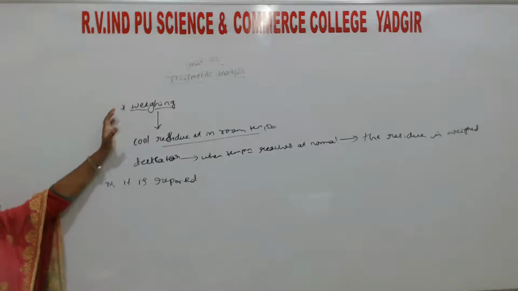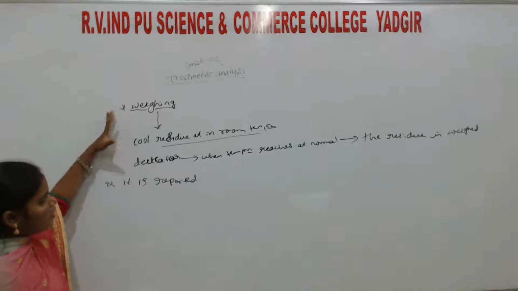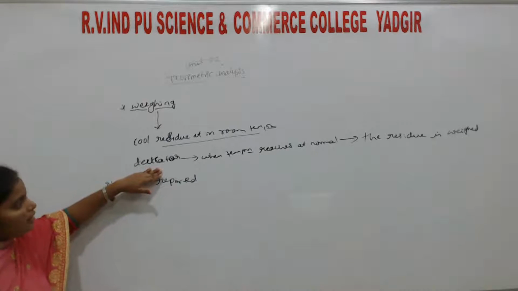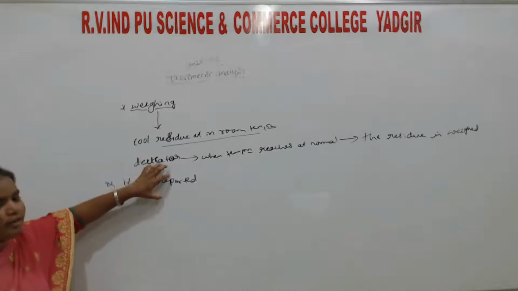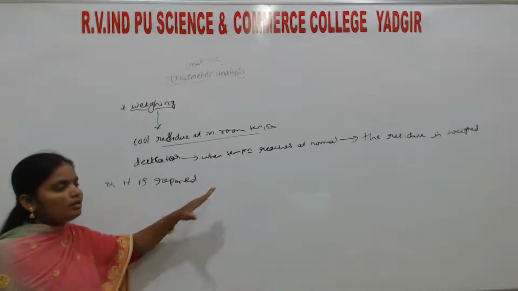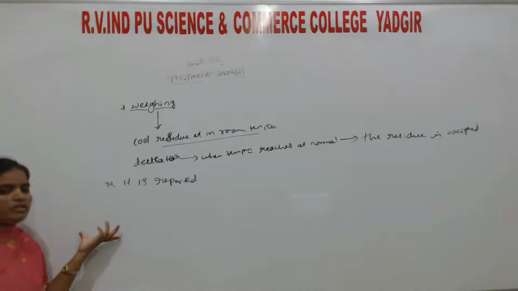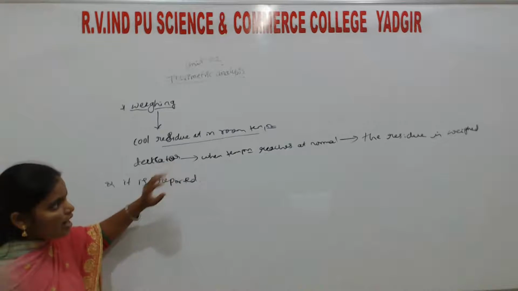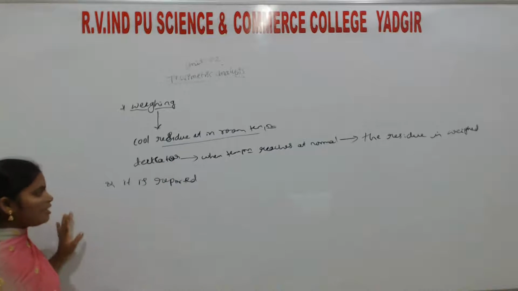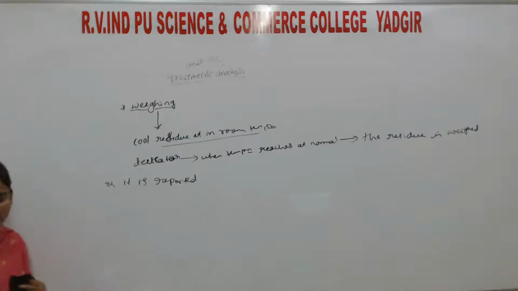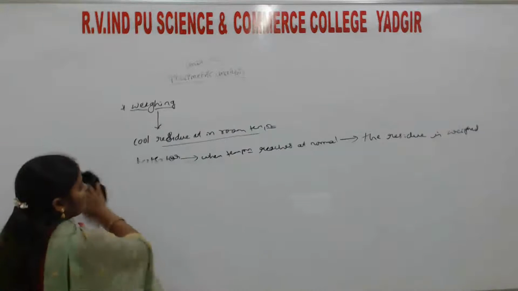Before weighing, your residue is cooled at room temperature, that is, you keep it in a desiccator. The desiccator absorbs moisture and cools your residue to room temperature. When the residue reaches normal temperature, it is weighed, and finally you report the weight of the residue. Okay, these are the steps of gravimetric analysis.